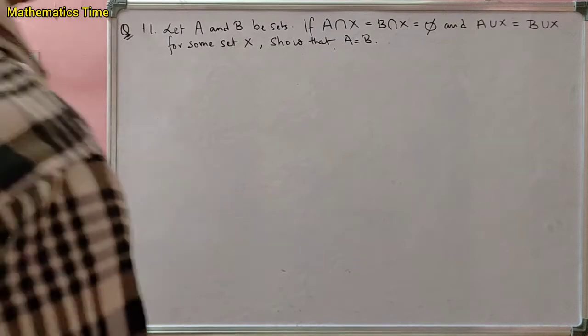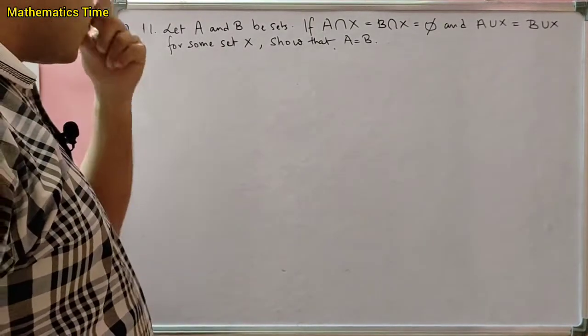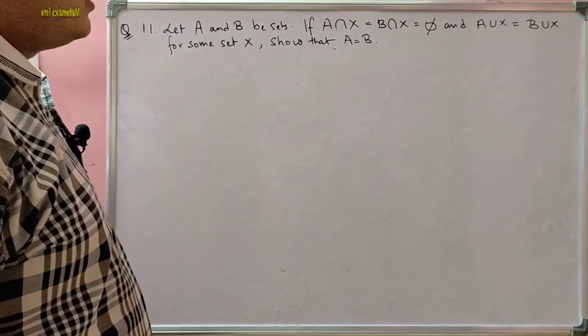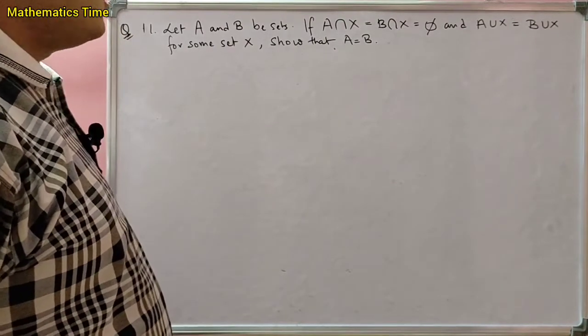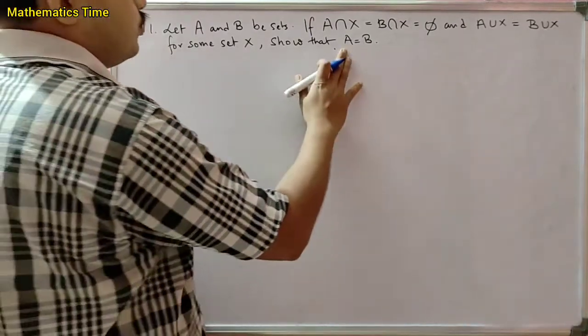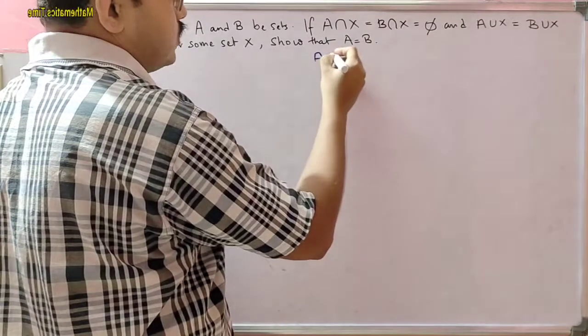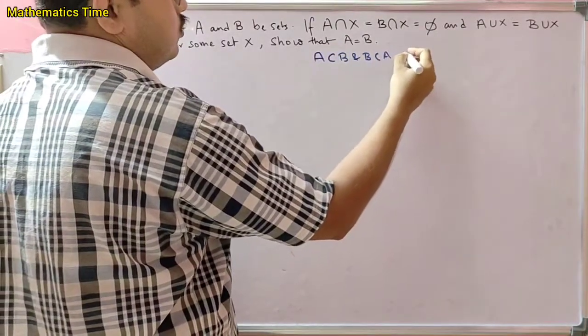So our next problem states: let A and B be sets. If A intersection X equals B intersection X equals the empty set, and A union X equals B union X for some set X, then A equals B. To prove A equals B, we need to show that A is a subset of B and B is a subset of A. That will conclude A equals B.